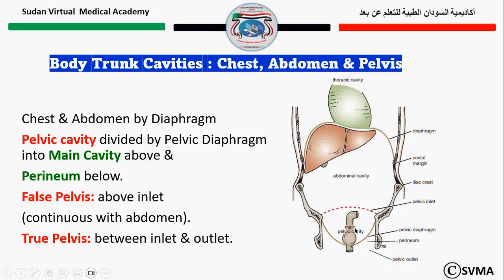This separates the abdomen from the pelvis, and the pelvis is separated from the perineum by the pelvic floor. So we have diaphragm, inlet, and pelvic floor. The diaphragm separates the chest from the abdomen. The pelvic inlet separates the abdomen from the pelvis, and the pelvic diaphragm separates the main pelvic cavity from the perineum.